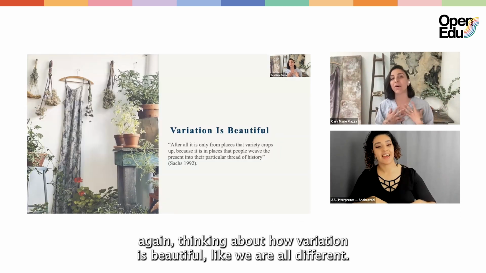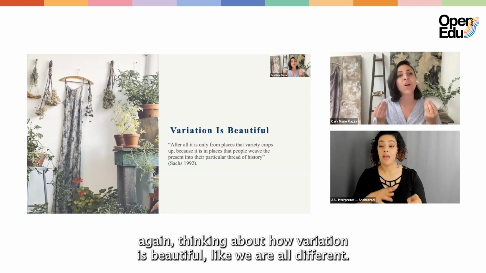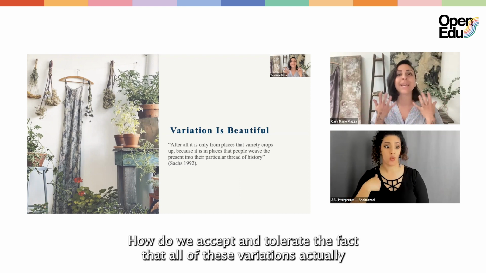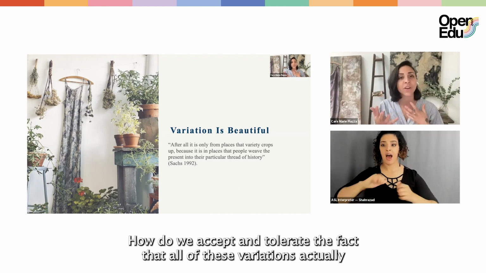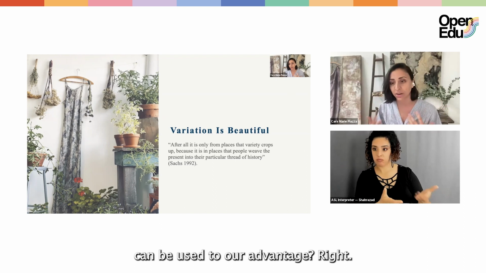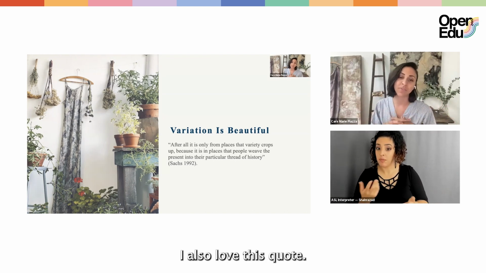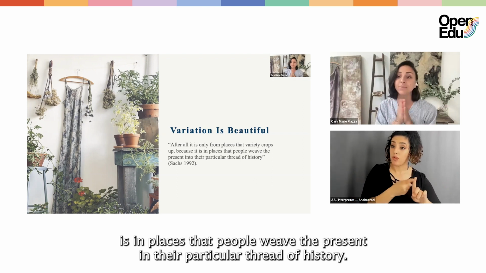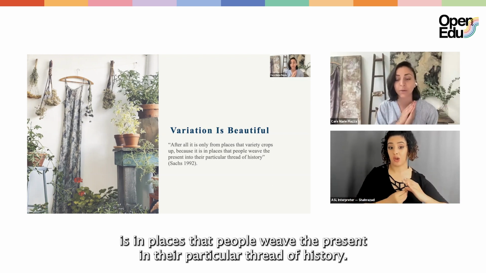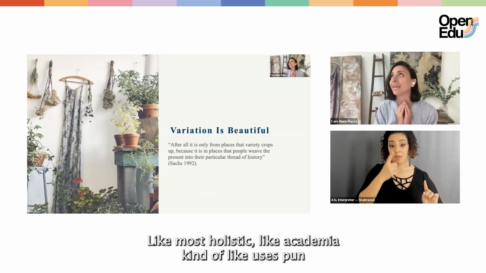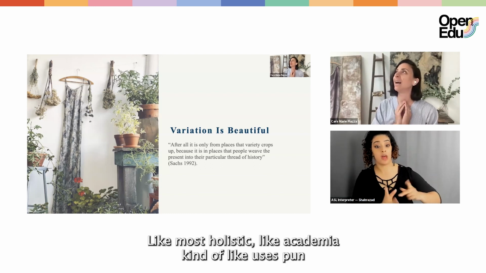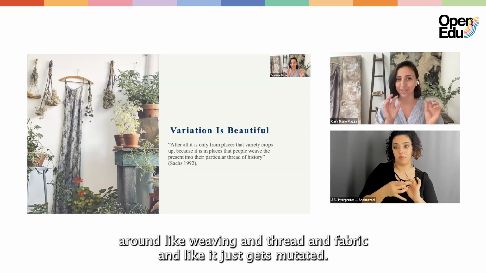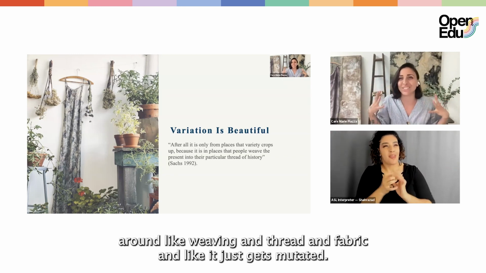Again, thinking about how variation is beautiful. We are all different. How do we work with that to our advantage? How do we accept and tolerate the fact that all of these variations actually can be used to our advantage, right? I also love this quote: "After all, it is only from places that variety crops up, because it is in places that people weave the present in their particular thread of history." I love that, most holistic academia uses puns around weaving and thread and fabric, and it just gets me excited.